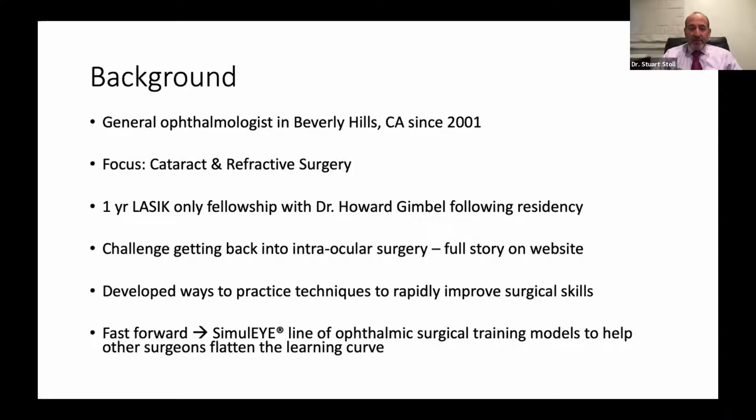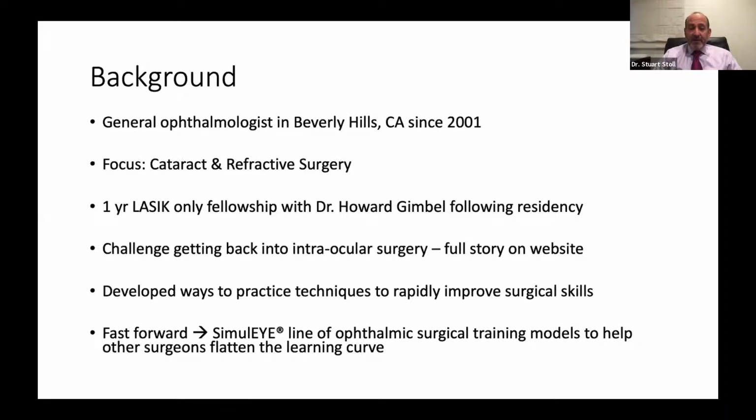And then imagine taking a year off. And then I went back into practice. I started in a practice in Beverly Hills, and it's a challenging place to be. Expectations are very high there, and my surgical volume was low initially, and it was really a challenge getting back into intraocular surgery. In particular, I struggled with capsulotomy, and I remember those days, and it was not fun. And so I had to develop ways to practice techniques so I could rapidly improve my surgical skills.